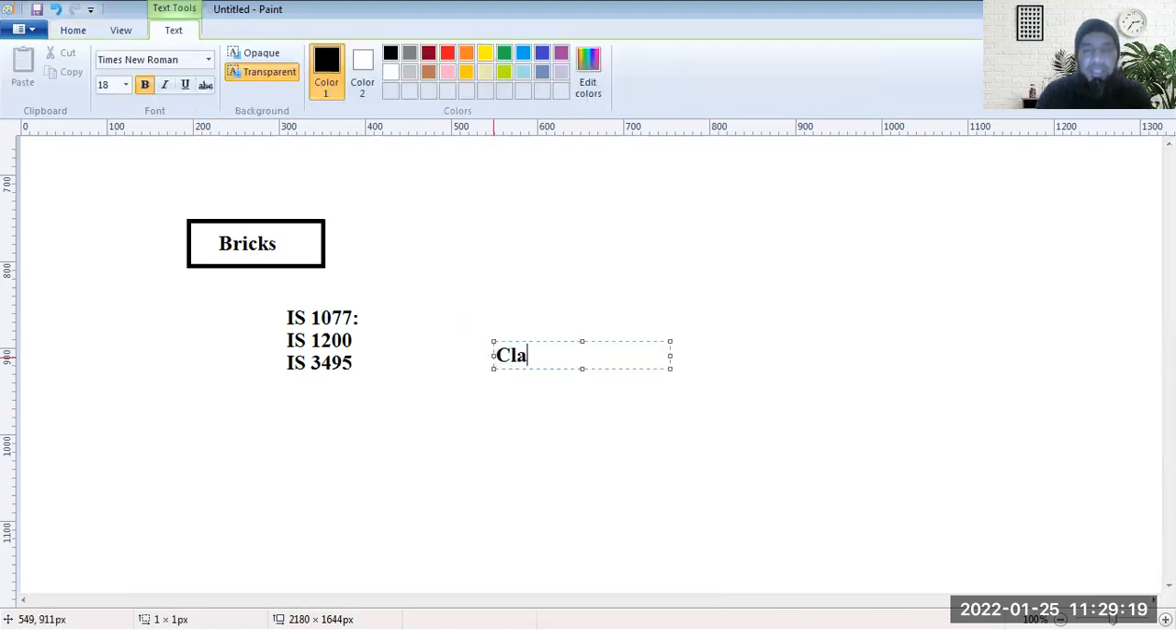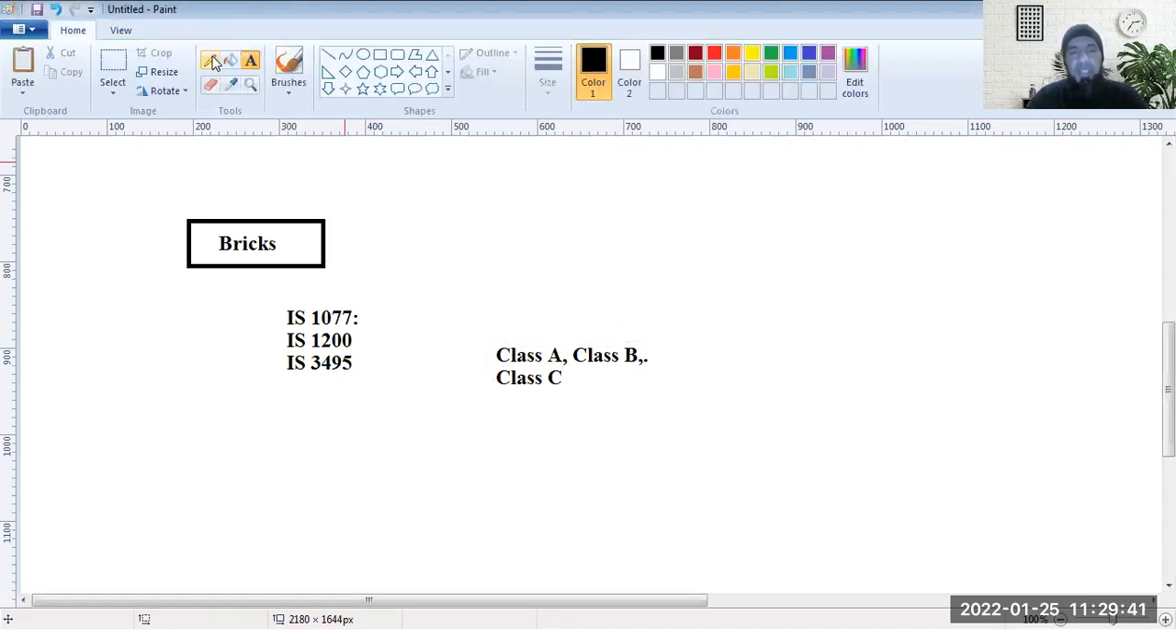Class A bricks, Class B, Class C bricks. These are the usual classes of the bricks that we have. Now, what are these? These are first class bricks, second class bricks. Class A is first class. This is first class brick. First class means best brick. This is second class brick, and this would be the third class brick, Class C. So this would be the worst type of brick.